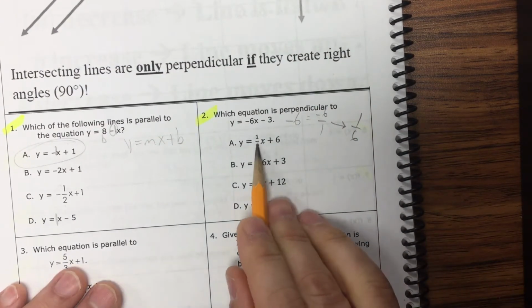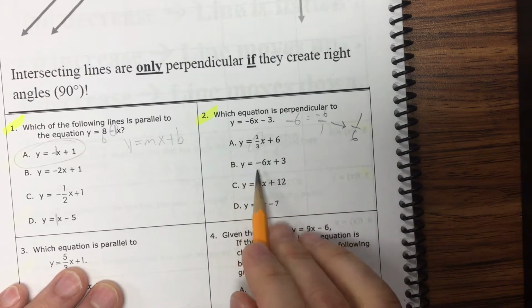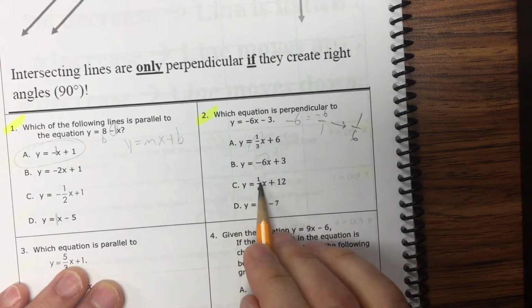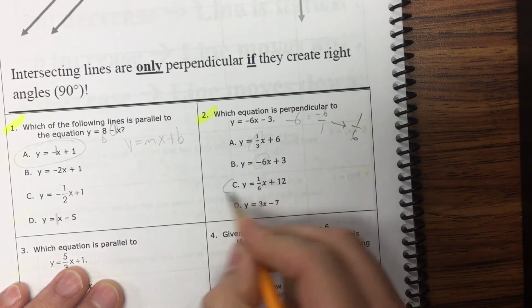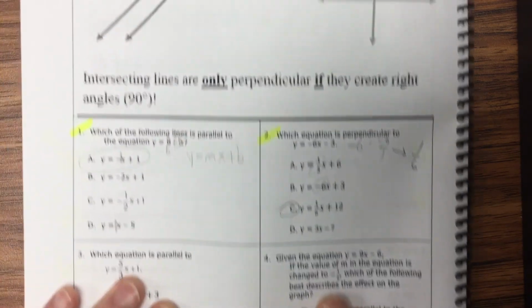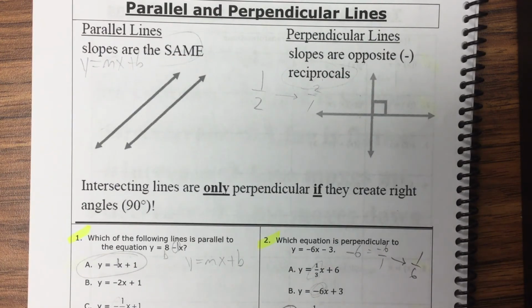Take a look at these choices. This is not the opposite reciprocal. Neither is that. This one is the opposite reciprocal. Okay? So those are 2 practice problems for you on page 32.